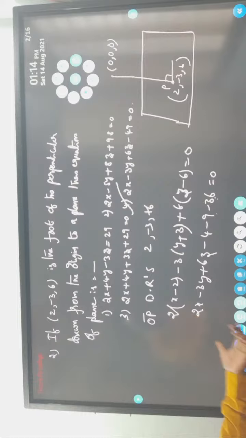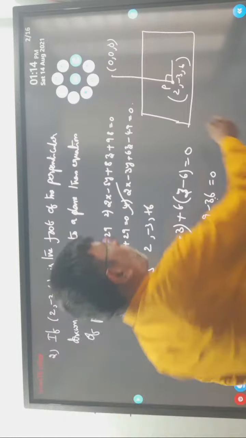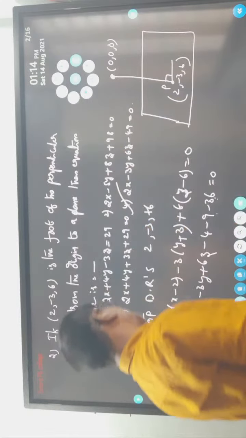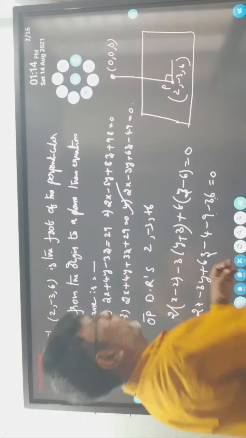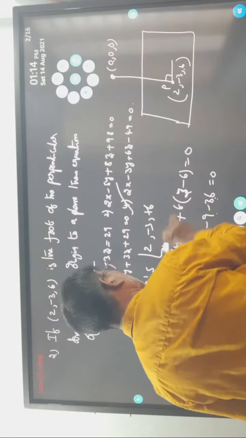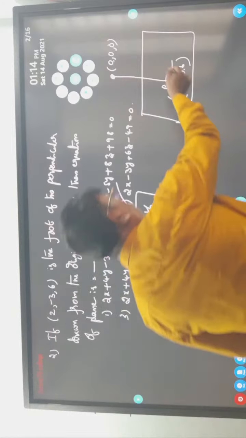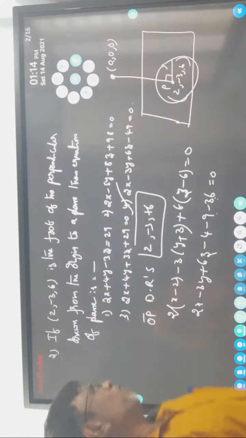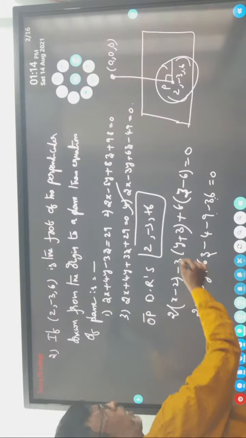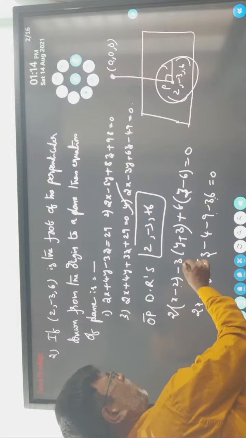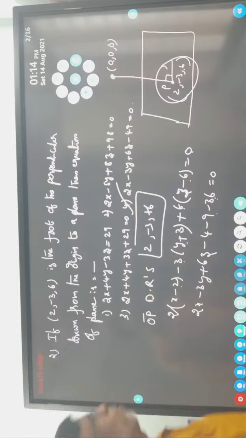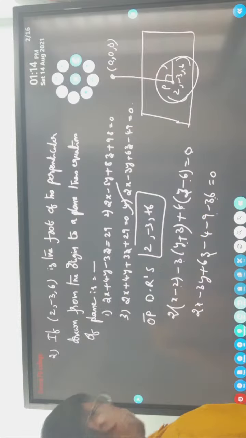So come to this one again. This is the foot of the perpendicular from the origin. These are the OB DRs, we know that: (2, minus 3, 6), that is 2 minus 0, minus 3 minus 0, 6 minus 0. This is the DRs of the OB line. The plane is passing through this point x1, y1, z1. Apply the formula: a into (x minus x1), b into (y minus y1), c into (z minus z1) equals 0. Then that gives the equation. So the fourth is the correct answer.